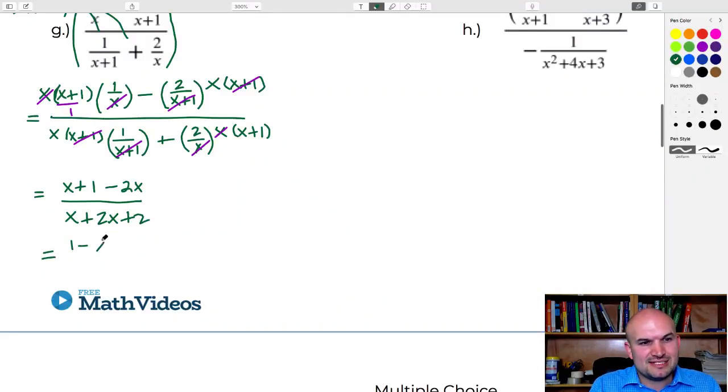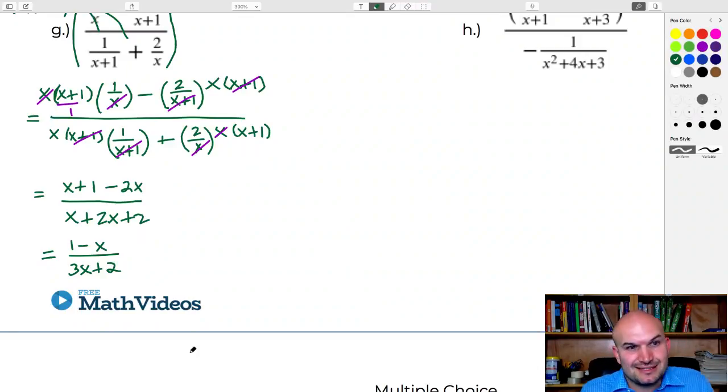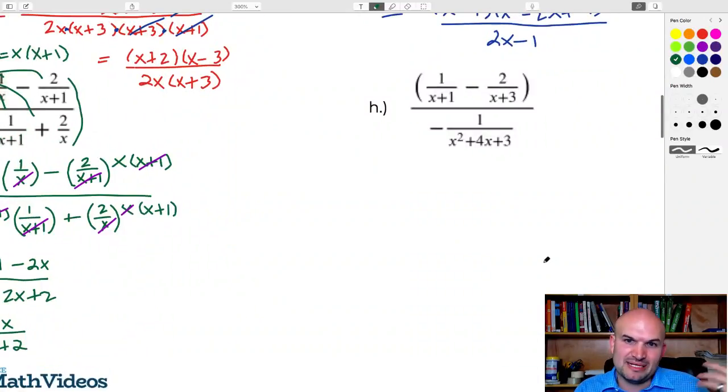This would be a 1 minus x over, let's do a 3x plus 2. And there you go, done. So by multiplying everything by the LCD, you can just eliminate the fractions. And in my experience, it's a little bit easier than trying to combine fractions and then divide them.